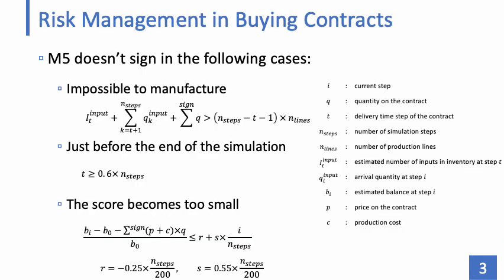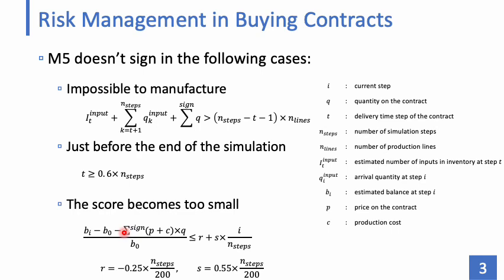Next, I'll talk about risk management in buying contracts. M5 doesn't sign if it is impossible to manufacture, or just before the end of the simulation, or the score becomes too small. This is the number of steps remaining, and the number of production lines. So this is the maximum volume that can be produced. M5 doesn't buy inputs if M5 can't be converted to outputs. Second, at the end of the simulations, there are fewer opportunities for sales, so M5 doesn't buy inputs.